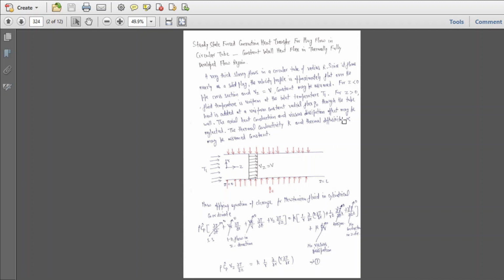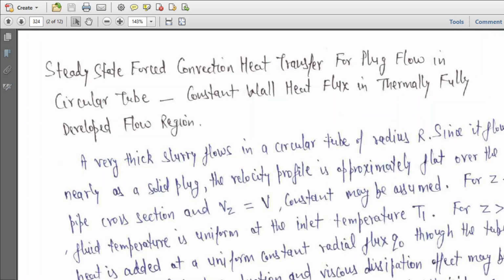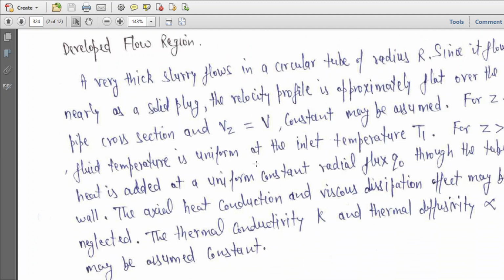So the problem statement is: a very thick slurry is flowing in a circular tube of radius R. Since it flows nearly as a solid plug, the velocity profile is approximately flat over the pipe cross section, so Vz equal to V may be assumed constant. For Z less than or equal to 0, the fluid temperature is uniform at the inlet temperature T1. Means this fluid is just about to enter the tube.